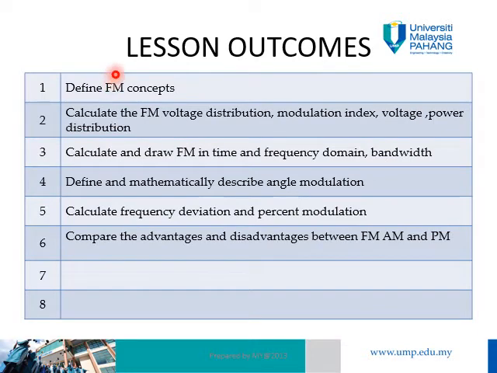The scope, the outline of the chapter: the definition of FM, calculation of voltage, modulation index, power, and so on. Calculate and draw FM in time and frequency domain, and also the bandwidth. Define and describe mathematically angle modulation. Calculate the deviation and percent modulation. And lastly, compare the advantages and disadvantages of FM, AM, and PM, phase modulation.